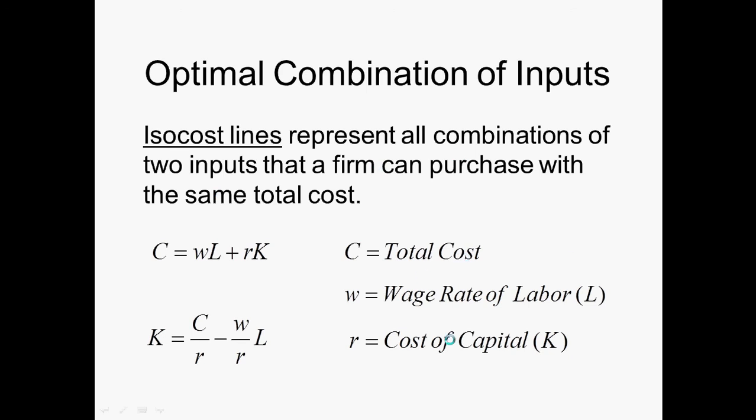This is what I already said. Isocost lines represent all combinations of two inputs that a firm can purchase with the same total cost. So you've got some total cost, and then you've got wage times labor. This is the labor cost plus your capital cost, and there will be a lot of different choices of L and K that can satisfy this equation, and then we'll form the isocost line.